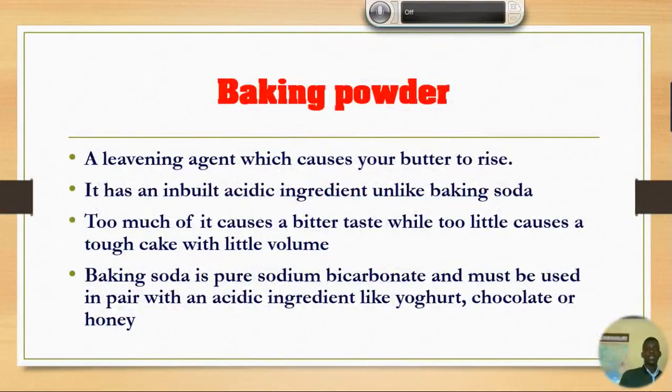Baking powder is a leavening agent which causes your batter to rise. It has an inbuilt acidic ingredient, unlike baking soda. Too much of it will cause a bitter taste, while too little causes a tough cake with little volume. Baking soda is pure sodium bicarbonate and must be used in pair with an acidic ingredient like yogurt, chocolate, or honey.